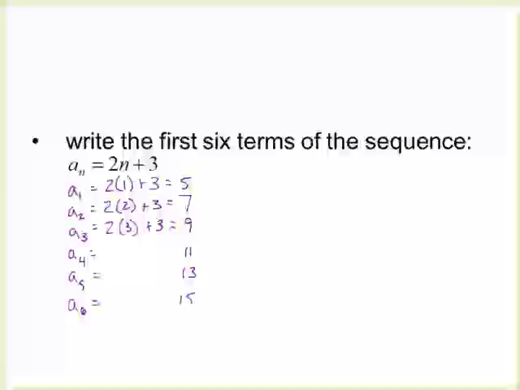If you don't notice a pattern, then you just keep on plugging in numbers. So if you notice, okay, 5, 7, 9, looks like I'm getting the odds, then you can just keep on writing odds up till the 6th one. If you don't notice a pattern, you just keep on plugging in numbers. So you'd plug in 4, plug in 5, plug in 6, and that should give you those values as well.